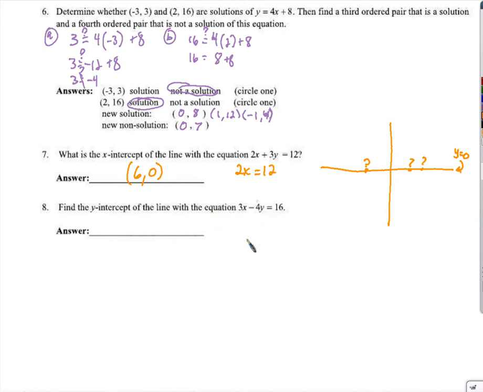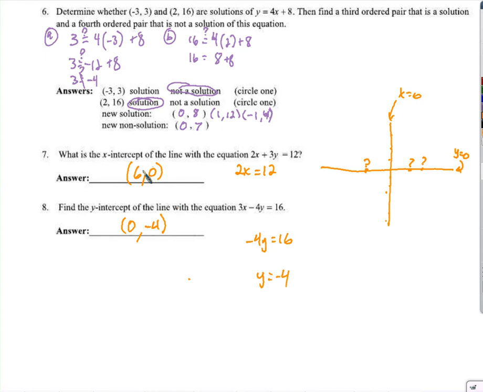Same is true for the y-intercept. Along the y-axis, where is the y-intercept? Somewhere here, here, here, here, where is it? Well, all along the y-axis, x is 0. So I plug in 0 for x, I get negative 4y equals 16, divide by negative 4 on both sides, y equals negative 4. So the y-intercept is (0, negative 4).